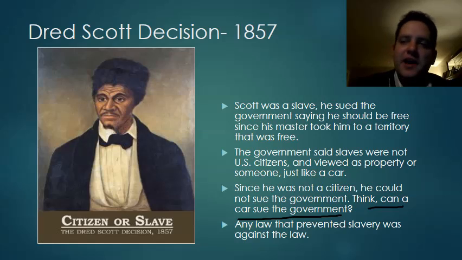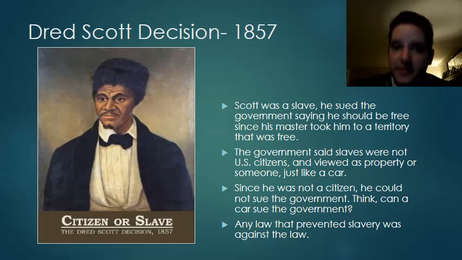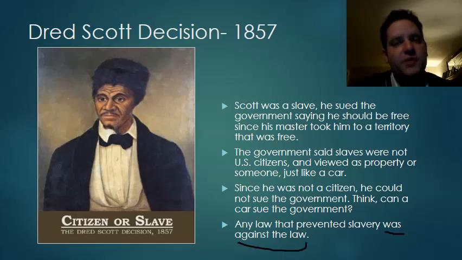No. And another thing the government said in the Dred Scott decision was that any law that prevented slavery, that made slavery illegal or made slavery go away, was against the law. You couldn't do that. So this is an interesting observation. This will be a big factor when it comes to the Civil War. So go ahead and go to the next slide.